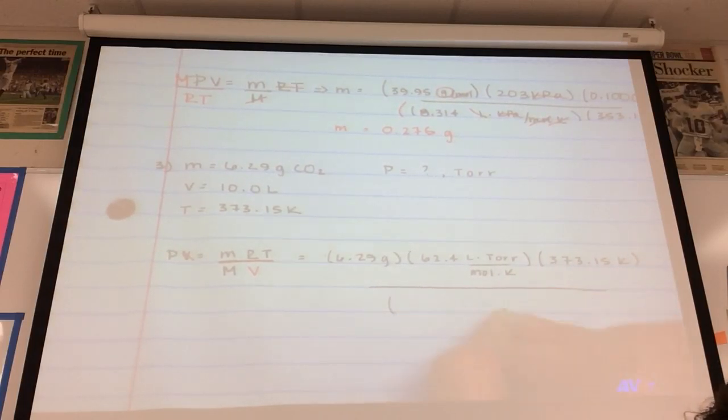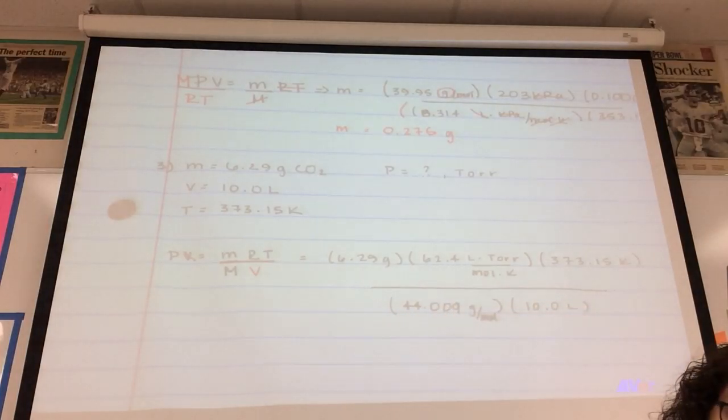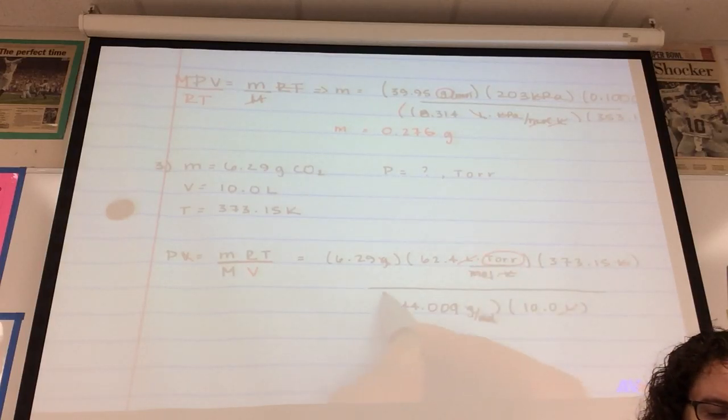Ooh, where do I get the molar mass from? So for carbon dioxide, 44.009 grams per mole. Let's look at the crazy units. Grams. Moles are in the denominator of both. Here's why you need liters. Kelvin. And we're left in a unit of torr, which is a unit of pressure.